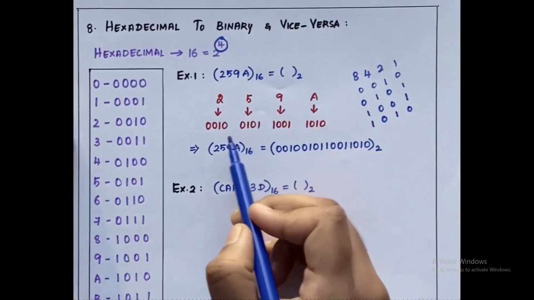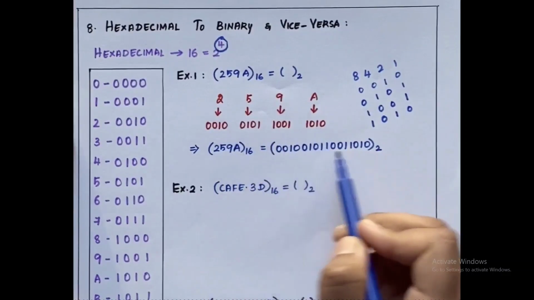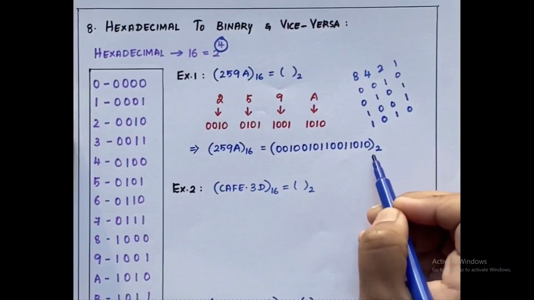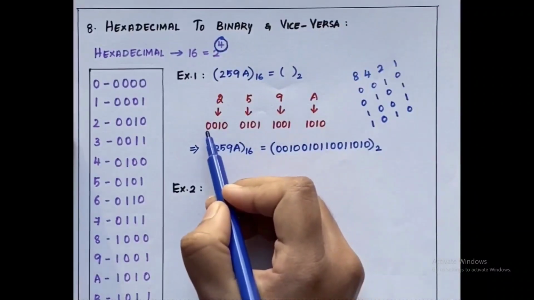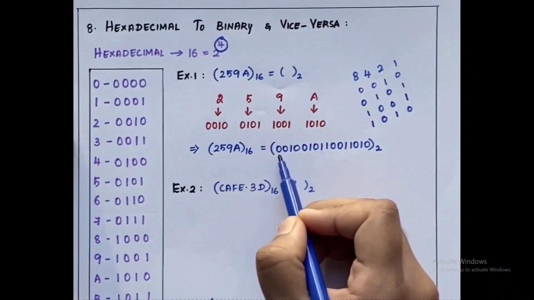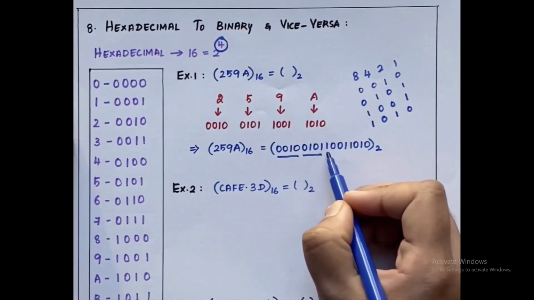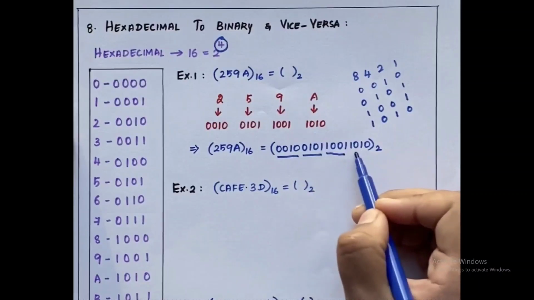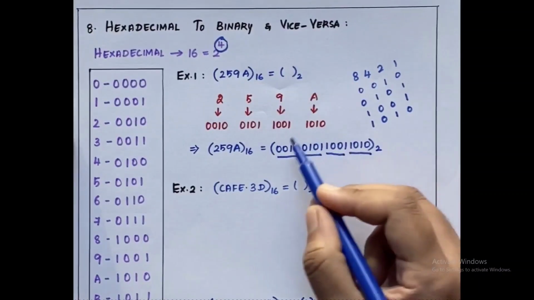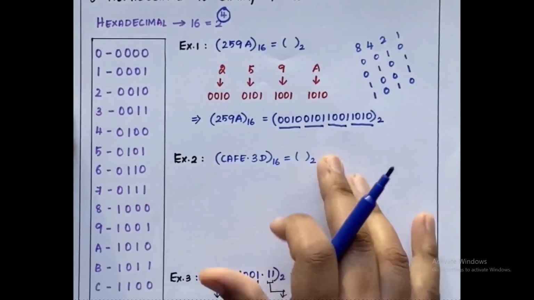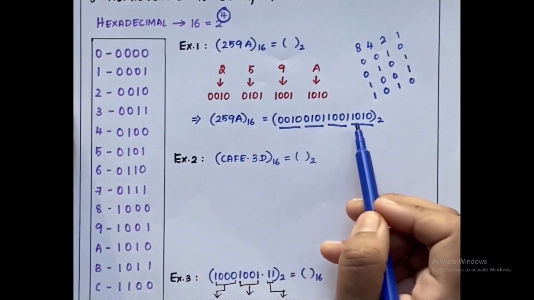To write the equivalent binary value for the given hexadecimal, just put it together. So 259A hexadecimal is converted to its equivalent binary, which is 0010, 0101, 1001 and 1010. This is the equivalent binary value for the given hexadecimal number. Now let us solve one more example with the same procedure.